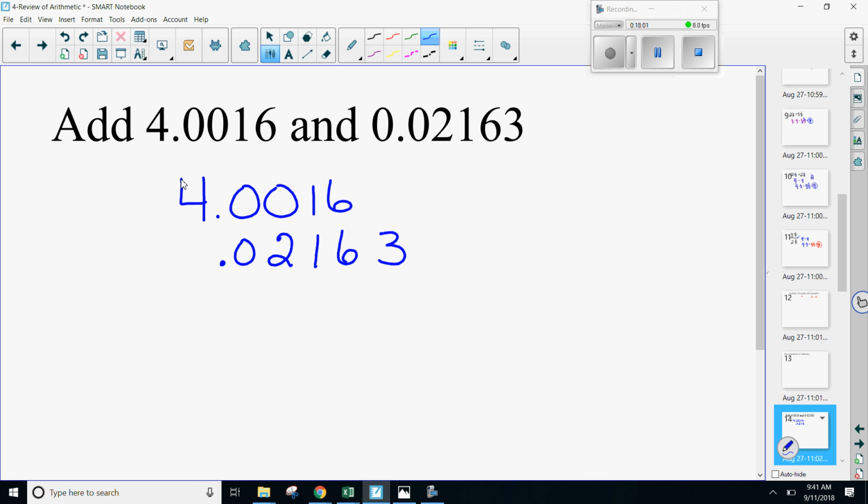And how come I don't have a number above the 3? What can you do? You can add a 0. Those are called terminating, or terminal zeros, and you can put them in or remove them whenever you need to, for whatever problem you're doing. So now you just add each place value together.